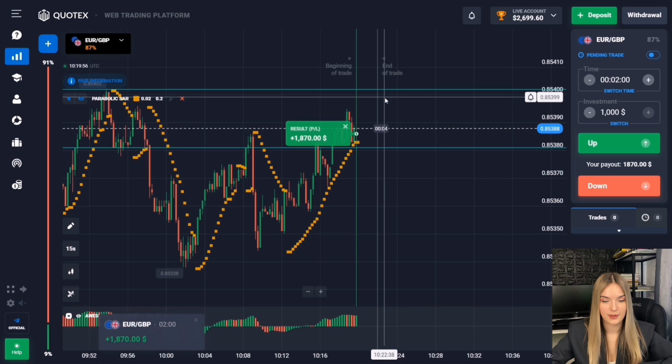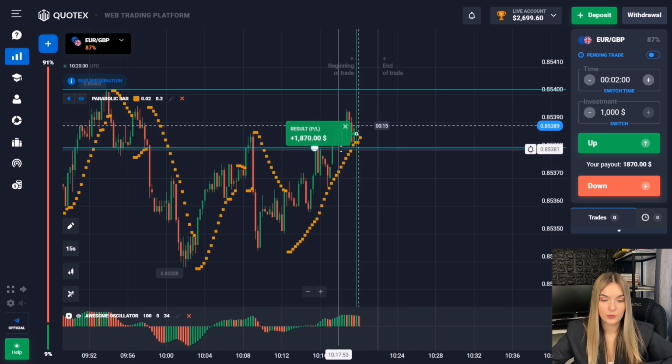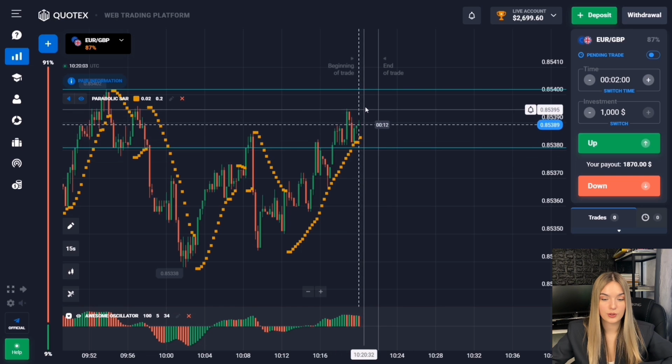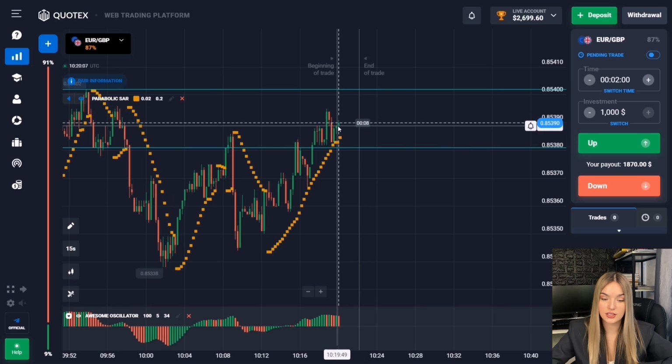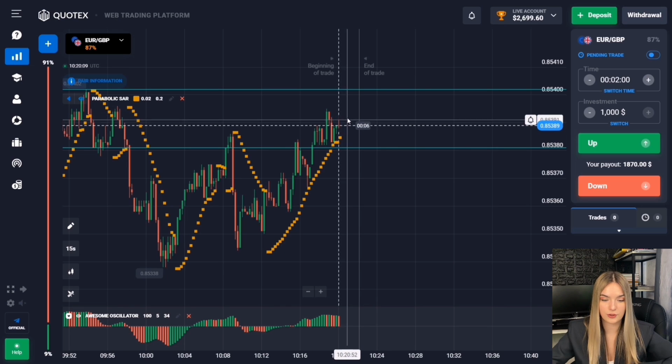Well friends, it's not bad. The price still broke through this level and it continues movement to the main one, and we managed to close our deal here in profit. 2 minutes was enough for us. Also, this indicator suggested a good entry point and helped us to determine the further price movement.